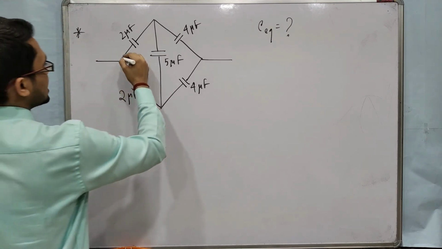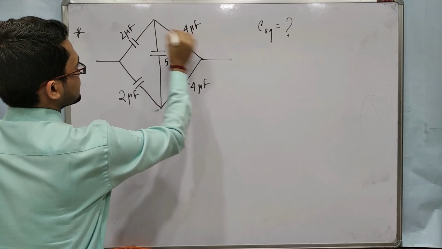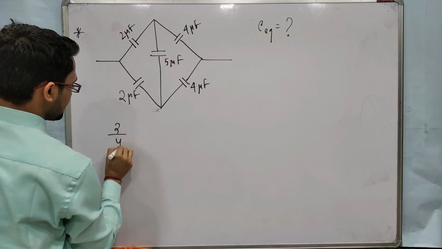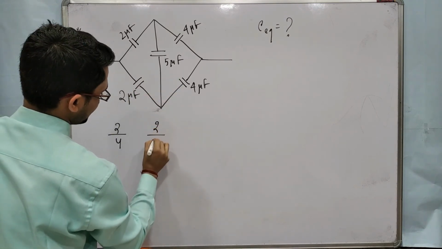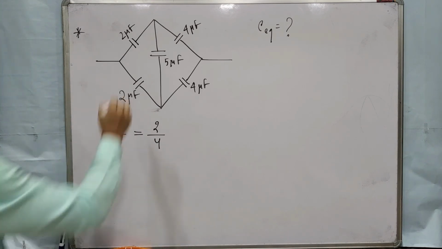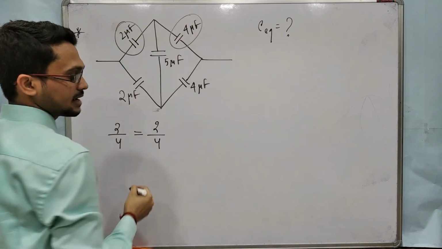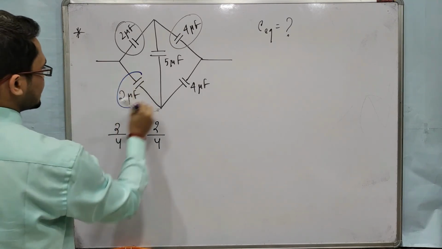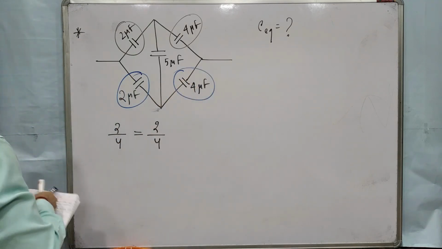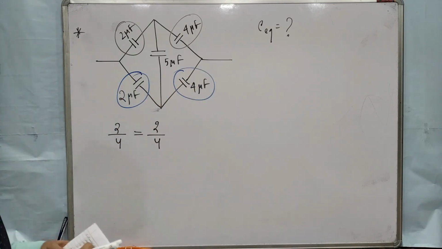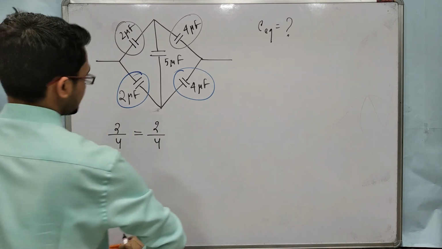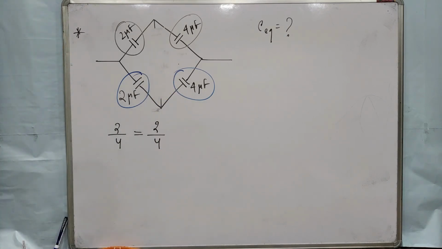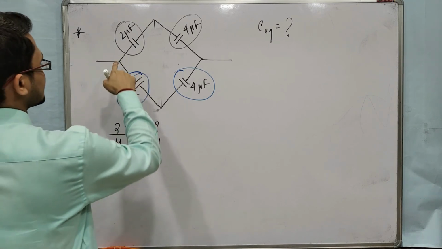So what we have to check? We have to check that this by this and this by this. So this by this equals 2 by 4, and this by this equals again 2 by 4, and they are equal. If they are equal, then we can remove this part. Clear?